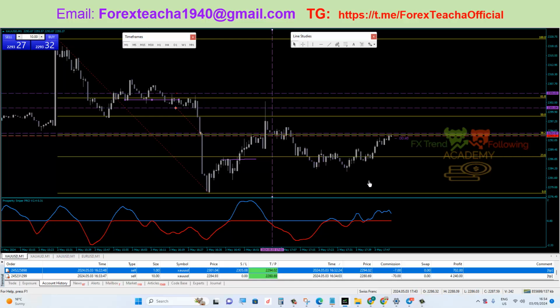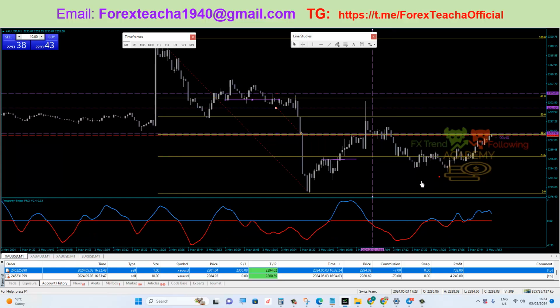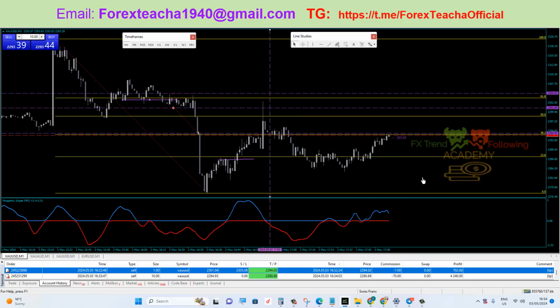But now, as you can see, it's starting to consolidate right here. But I'm still expecting that the market is still going to move. In fact, it's a Friday. Maybe a lot of people now are not active. But as you can see, this is a very simple Forex trading strategy, and anyone can do this if I can do it.